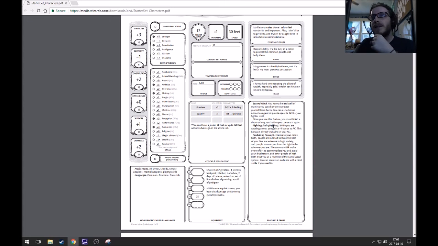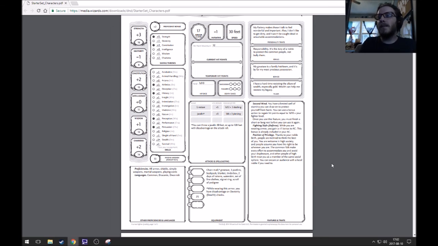Fighting style, defense. While you are wearing armor, you get a plus one bonus to AC. This is already included in your armor calculation. So, basically, your character was trained from a young age to be a defensive fighter. They know how to block very well. They know how to interpose their armor. So they see a sword is going to get past their axe and their shield, and they know how to pivot to bring their armor to bear to have the shot most likely ricochet off. And we already covered position of privilege.